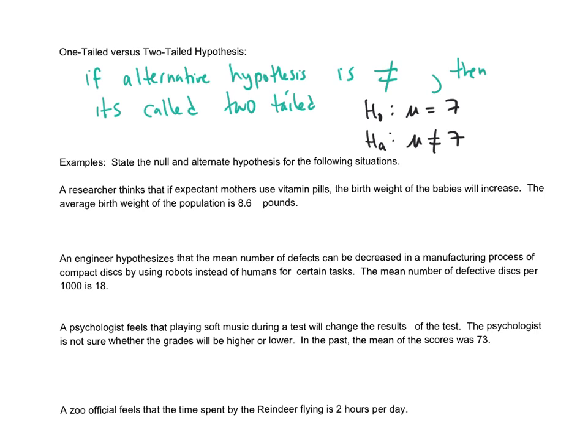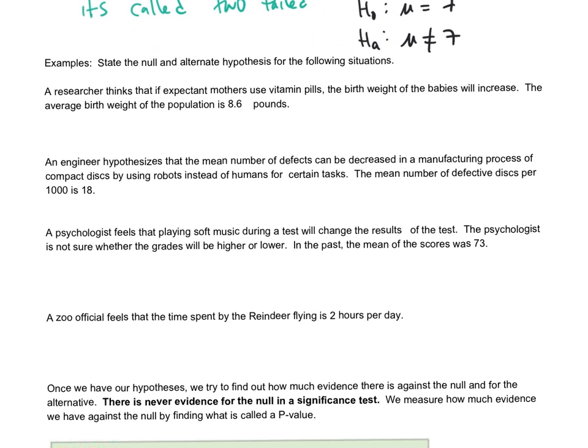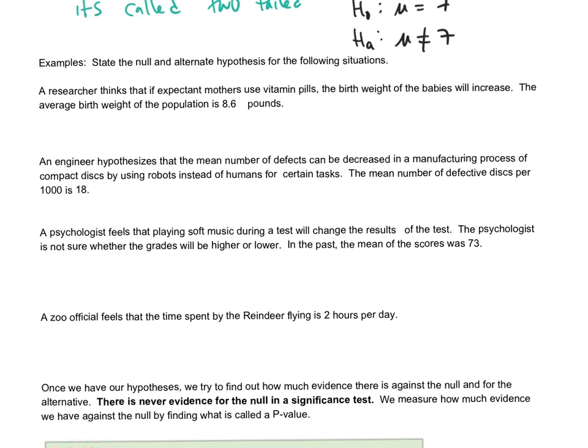So let's just practice writing some of these hypotheses. So we're going to try to write the null and alternative hypotheses for these situations. A researcher thinks that if expectant mothers use vitamin pills, the birth weights of babies will increase. So that's our first big word, increase. The average birth weight of the population is 8.6. So some expert is telling us what the value is, and we're saying, well, if the mothers take these vitamin pills, the weight will increase.